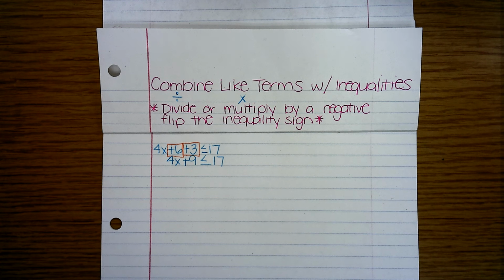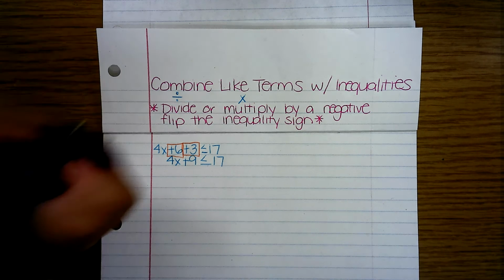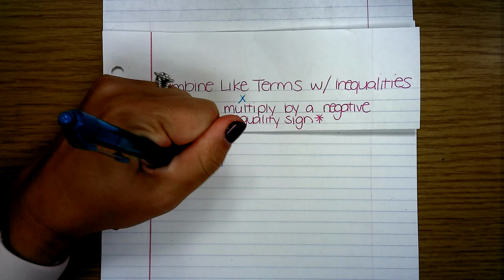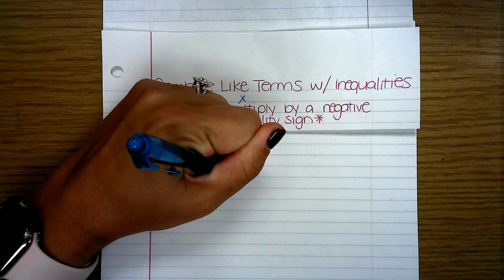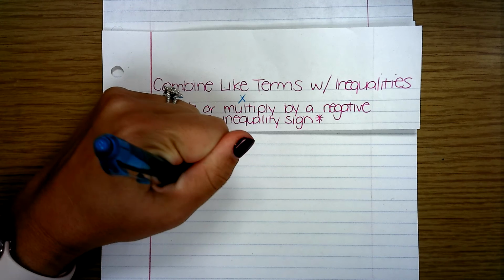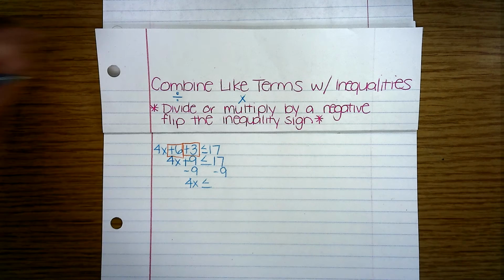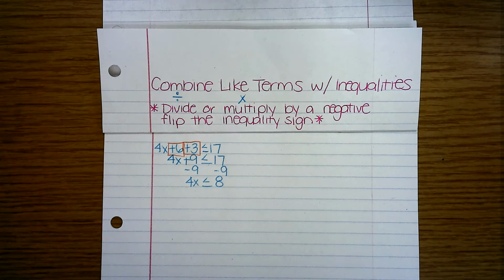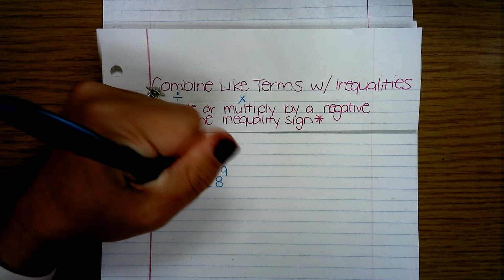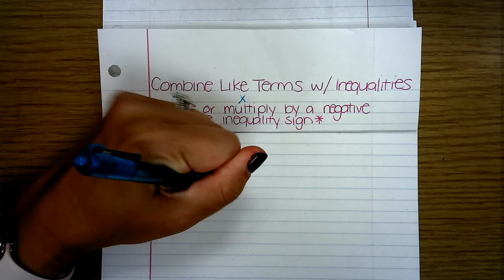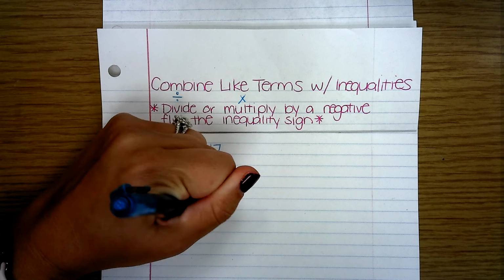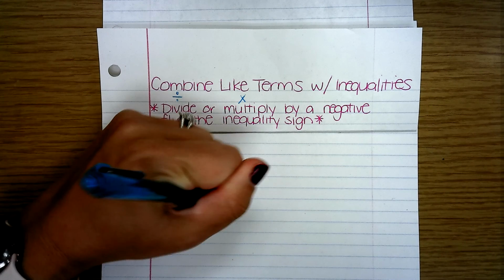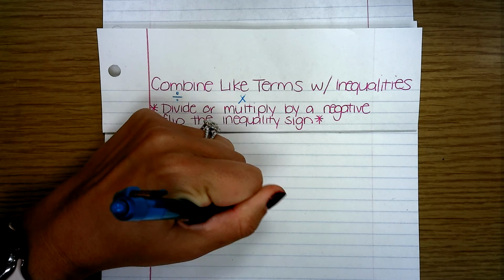Now it just becomes a two-step inequality where I use my inverse operations. I'm going to first subtract 9 from both sides to give me 4x is less than or equal to, and 17 minus 9 is 8. My last step to get that x by itself is going to be dividing by 4. So x is less than or equal to 2.